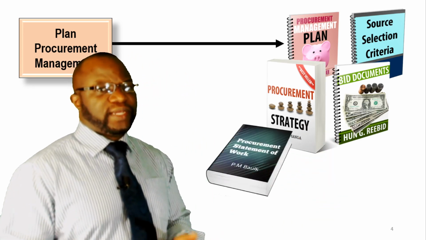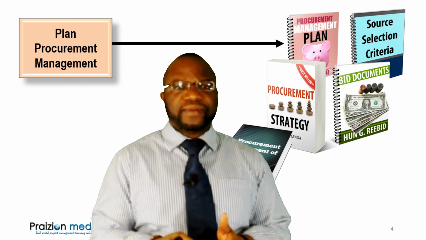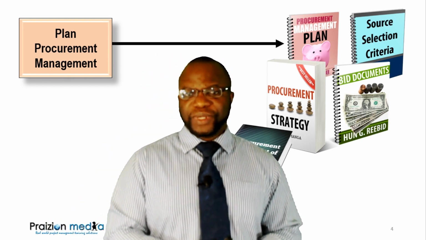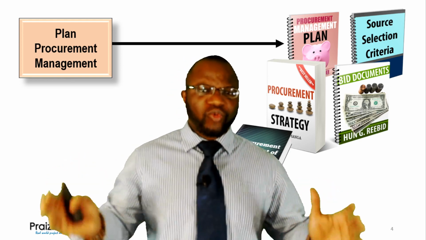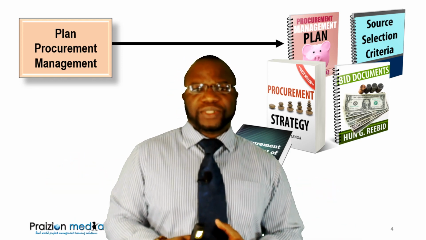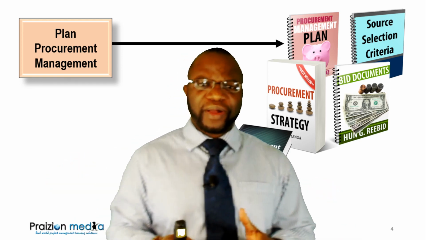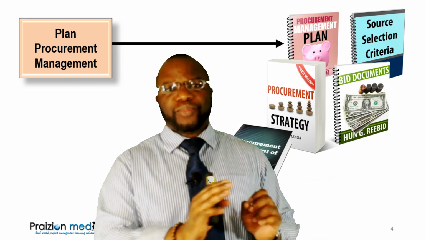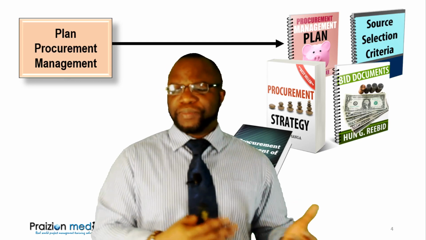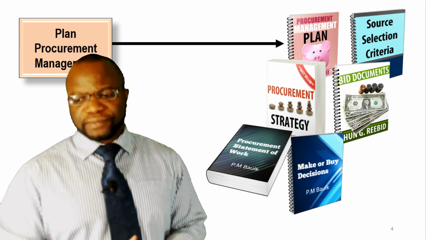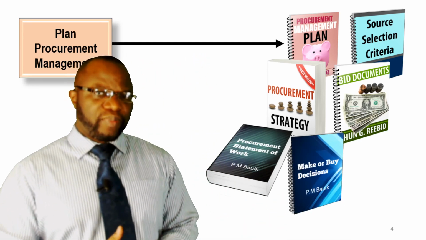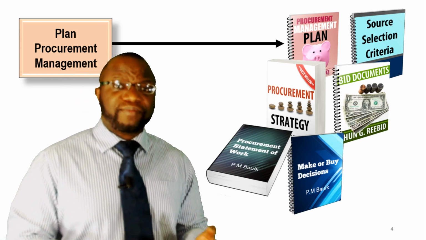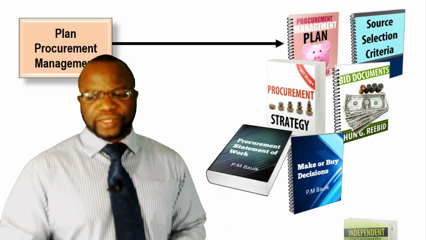Procurement statement of work is a statement of work written so that the prospective sellers understand what needs to be done. This is different from a much wider statement of work, which is not really referred to anymore in the PMBOK guide. It used to be, but now they've tailored it just to say procurement statement of work, which typically accompanies the bid documents. Then we've got make or buy decisions. These are decisions that we take to either make something ourselves or to buy it externally.